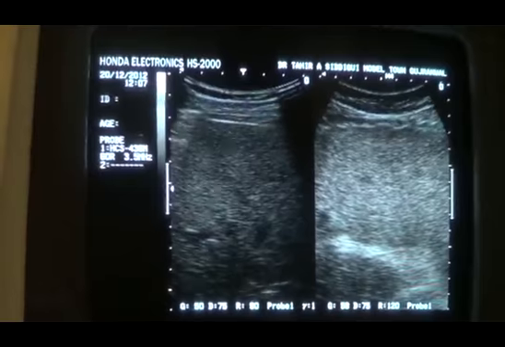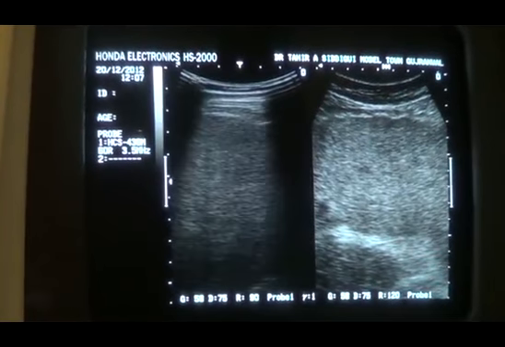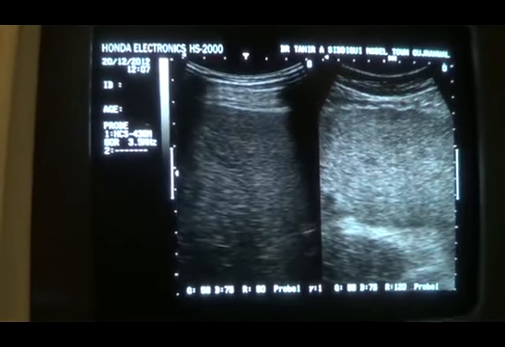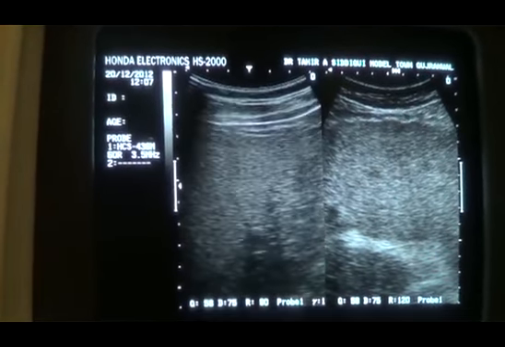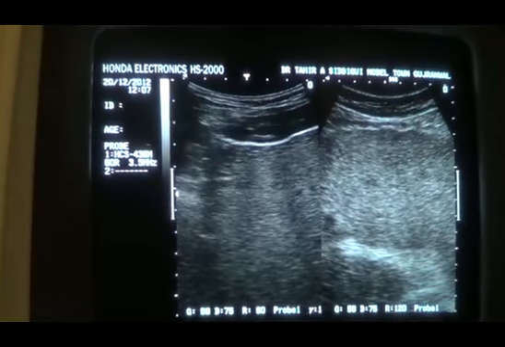So this is a case of fatty liver with smooth outer surface.